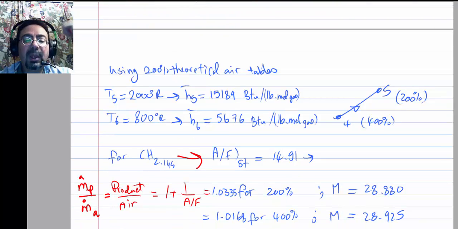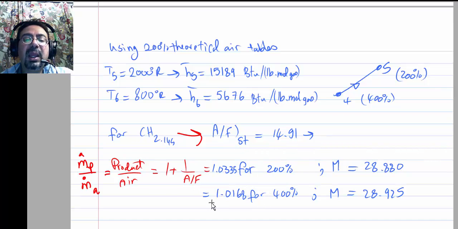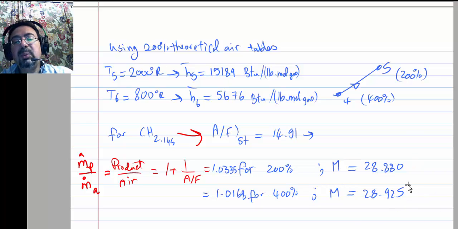So that's basically what he did over here. What we did right now will give you 14.91. So the product to air mass ratio is 1 plus 1 over air to fuel ratio. It becomes 1.033 for stoichiometric. You need to make this twice as much for 200%, and it's 1.168 for 400%. And you can also calculate the molecular weight for both scenarios. Molecular weight of what? Of the product.